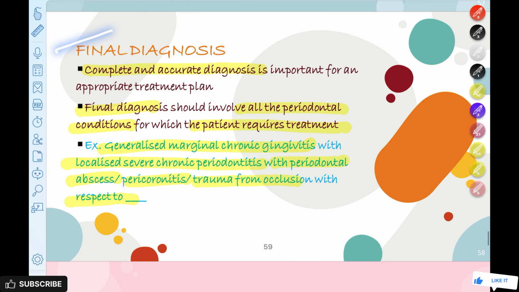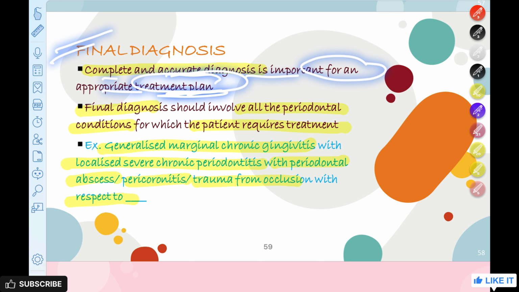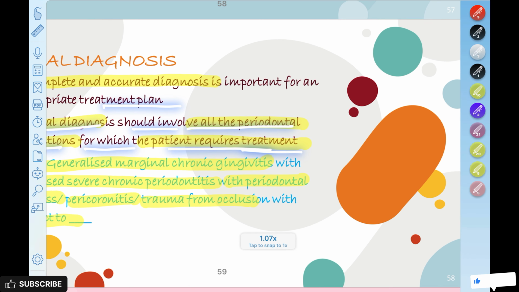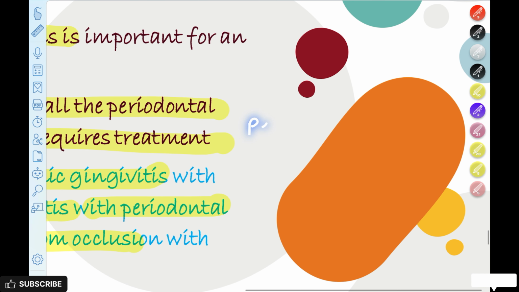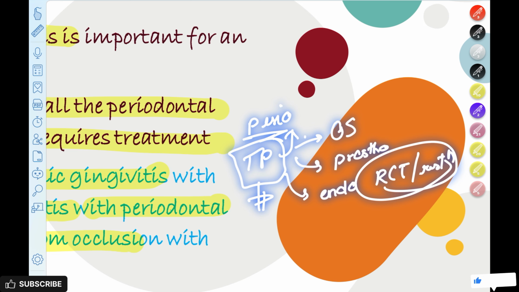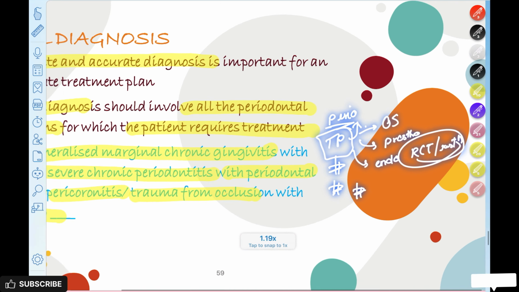The next is the final diagnosis. Complete and accurate diagnosis is important for an appropriate treatment plan. Treatment plan is of utmost importance in the case of case history. Final diagnosis should involve all the periodontal conditions for which the patient requires treatment. It means if the patient comes to the perio department, it's not like that in the treatment plan I will only include the perio. If he is having any OS problem, I will include that too. Prostho problem like the FPD and everything, endo problem like RCT or restoration, I will involve or consider that too in my treatment plan, which is very important.